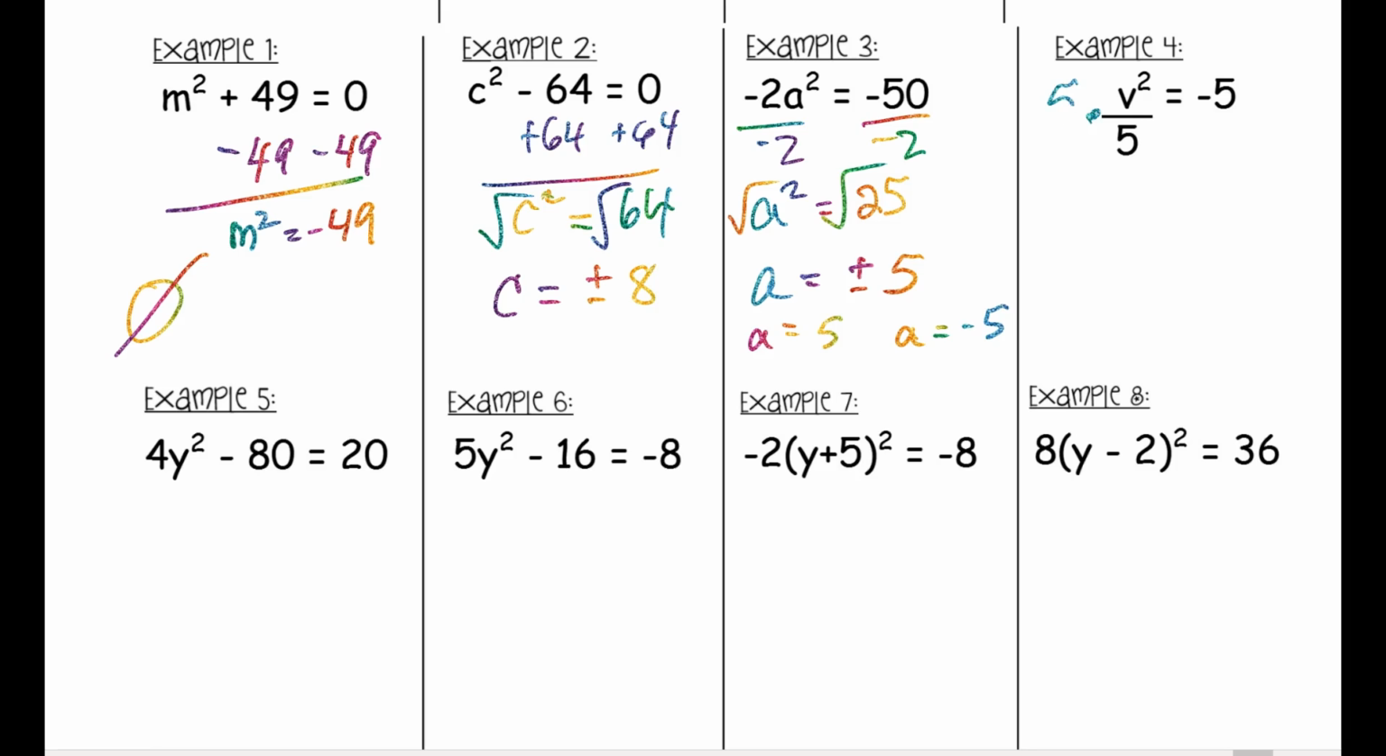Right here, we multiply by 5, we get v squared is equal to negative 25.